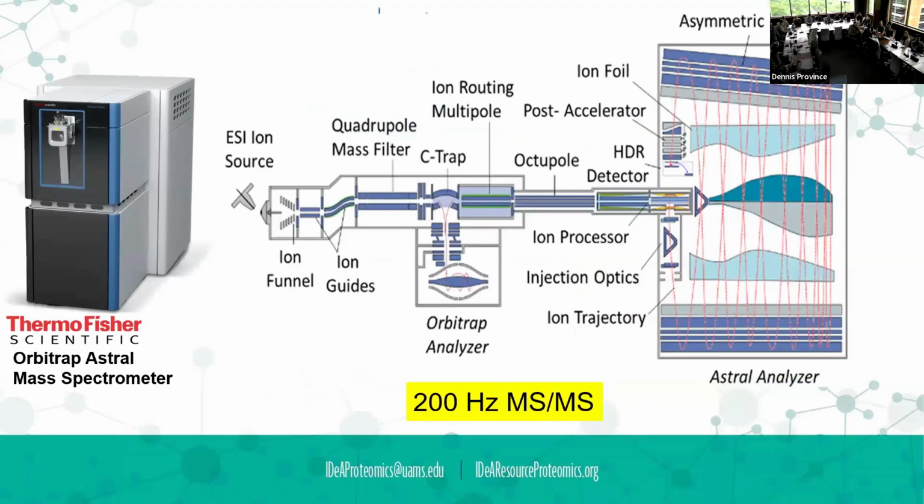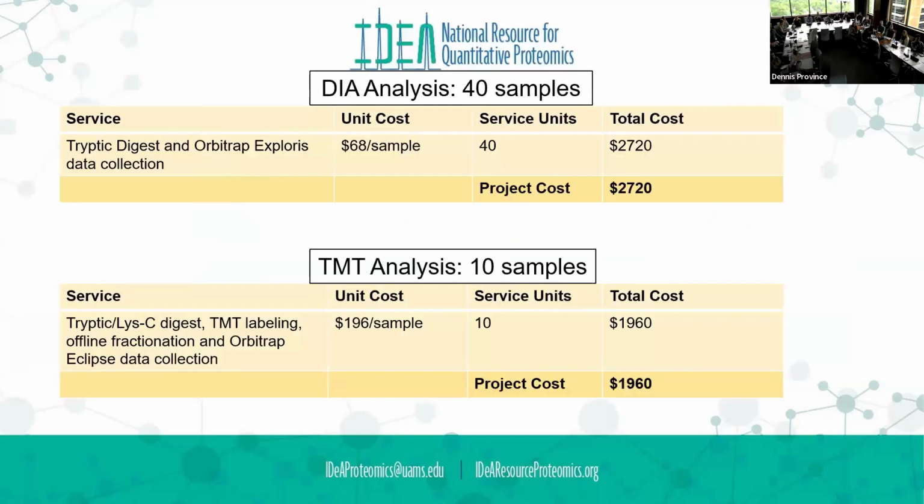So Rick will talk more about the Astral mass spectrometer, but it has such a high sampling rate that instead of 12 Dalton windows, we can do 3 Dalton windows or 4 Dalton windows, or sometimes 2 Dalton windows, and with the right chromatography we can still see that. This has only been around a couple of years, and it's really helped us out a bunch.